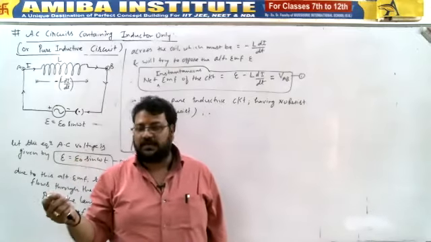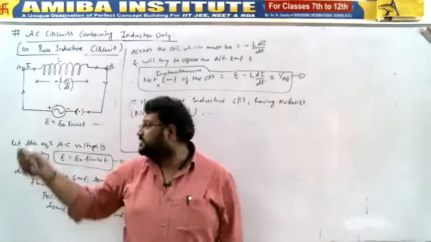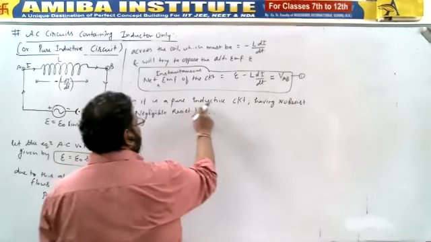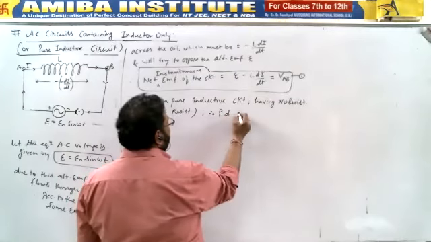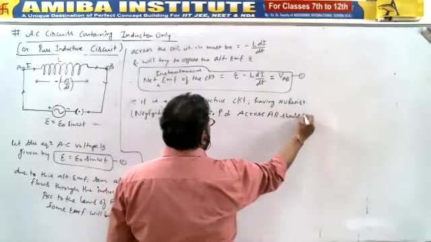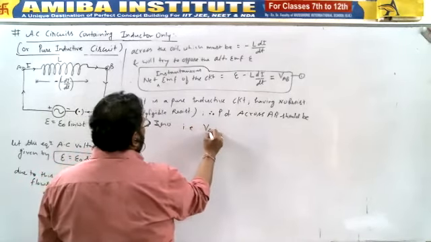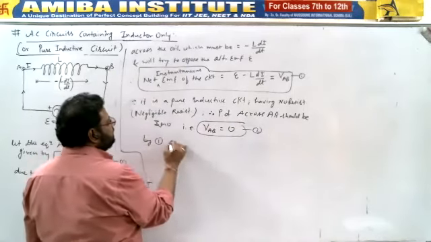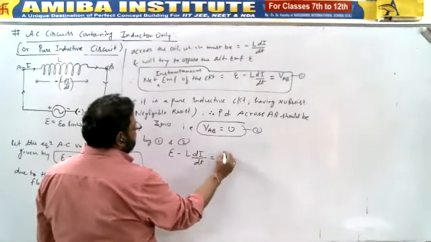Then the potential drop between A and B should be, since there is no resistance, right? It is a pure conductor, right? So it is a pure inductive circuit having no resistance. Therefore, the potential drop across AB should be 0, that is, VAB should be 0. By 1 and 2, what can we write? E minus L di by dt should be equal to 0.